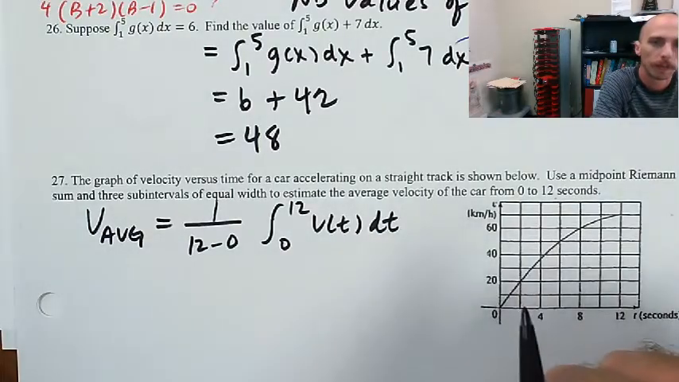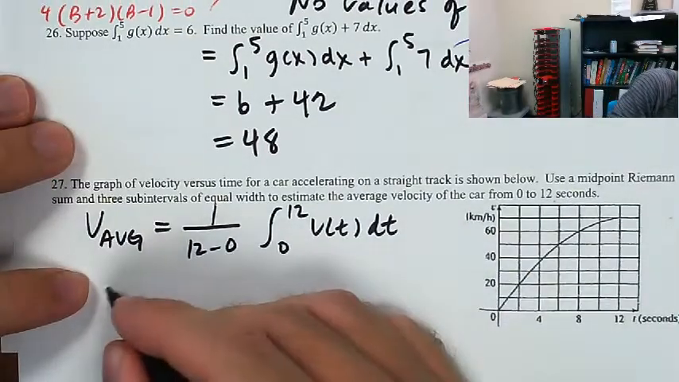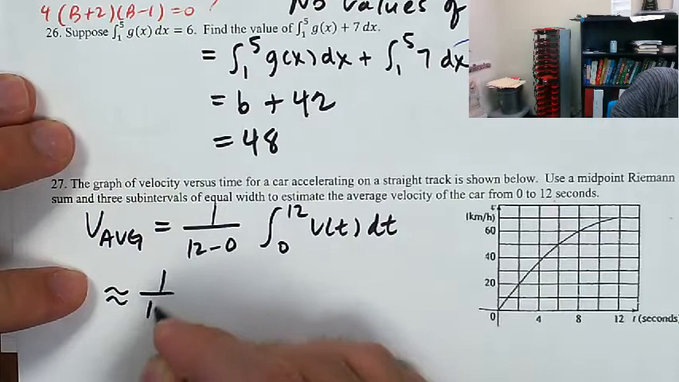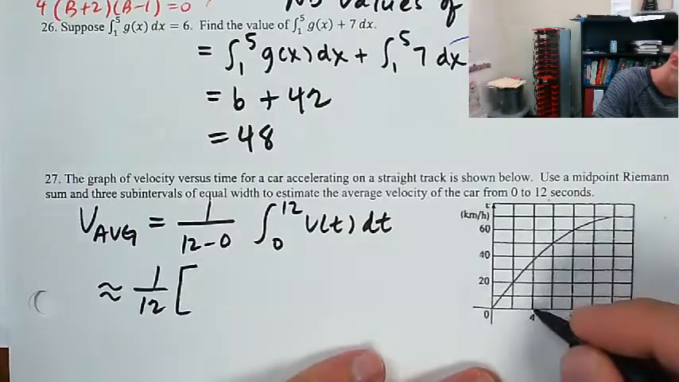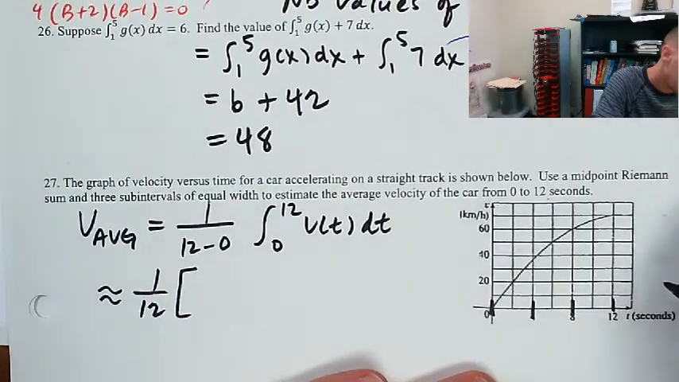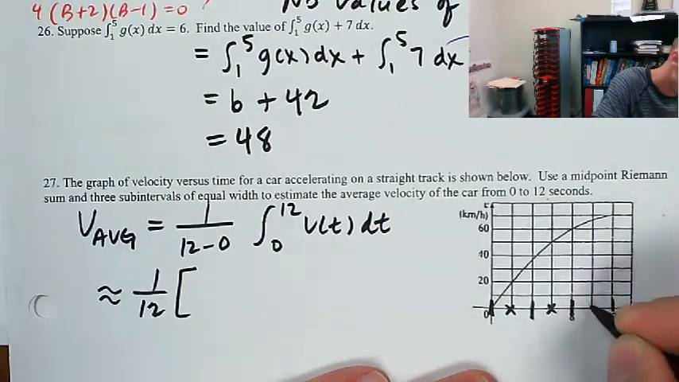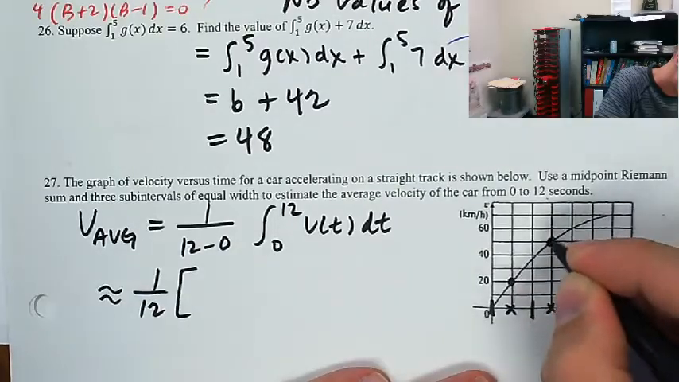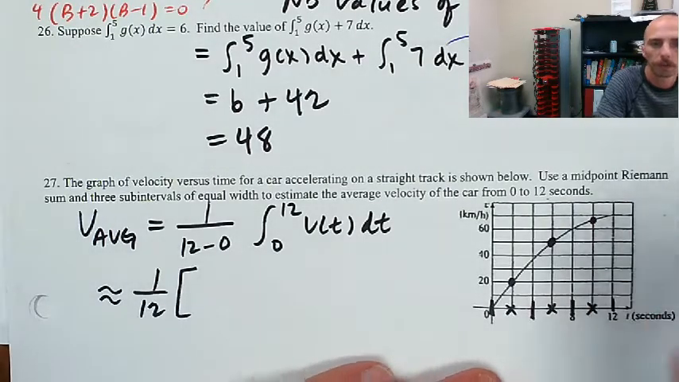All right, so we're going to use a midpoint Riemann sum to do this integral. So this is about equal to 1/12 of, and now I'm going to do 3 subintervals of equal width. These are my subintervals from 0 to 12, and this is v versus time. We're going to use the midpoint of each interval. Here's one, there's the other one, here's the third. I'm just going to assume that's 65. I don't know what else to say.